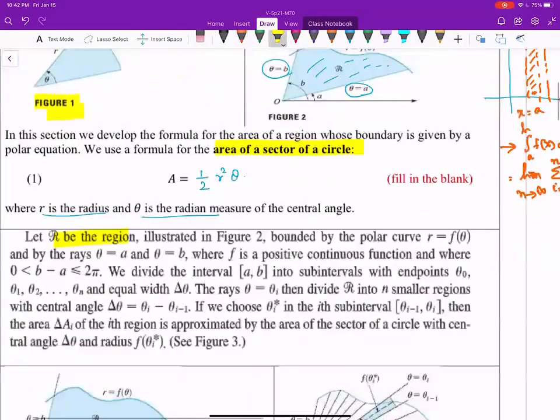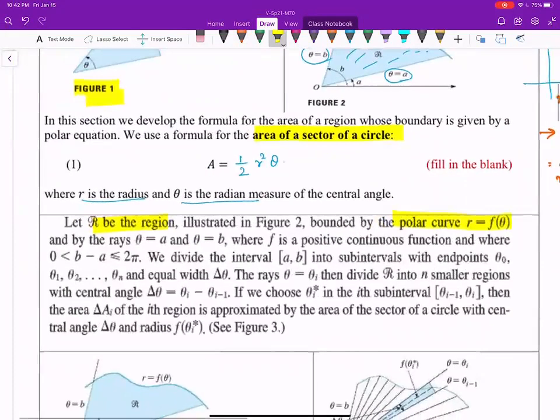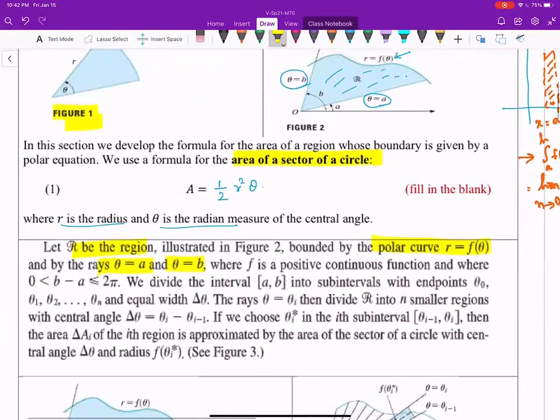Let R be the region as shown in figure 2, bounded by the polar curve r equal to f of theta and by the rays theta equal to a and theta equal to b, where f is a positive continuous function and where b minus a lies between 0 and 2 pi. We divide the interval a to b into a number of subintervals with endpoints theta 0, theta 1, theta 2, up to theta n, and so on, with equal width delta theta, just as the way we defined in Cartesian coordinates.